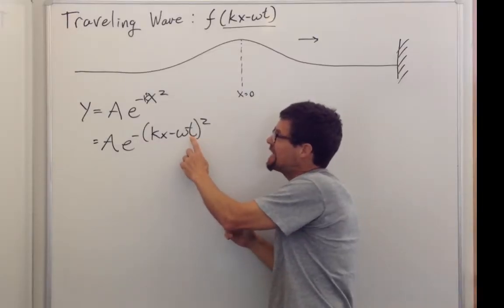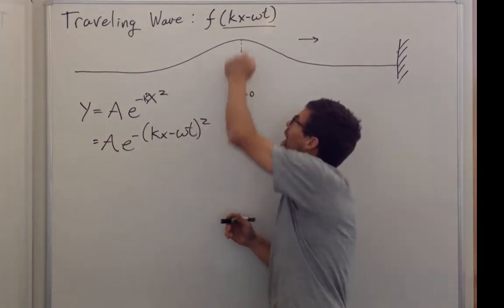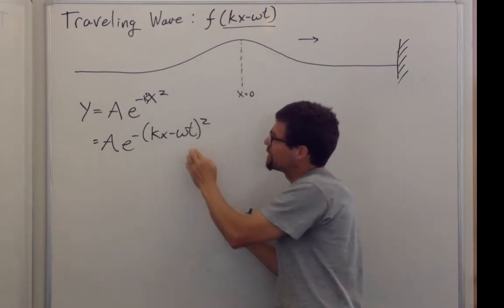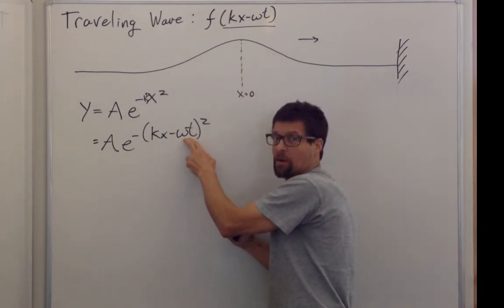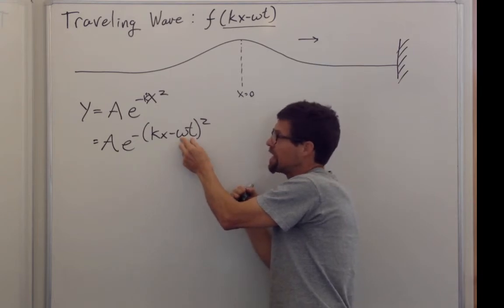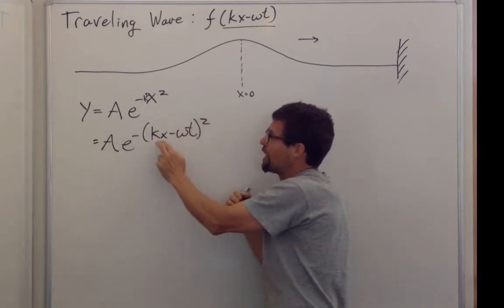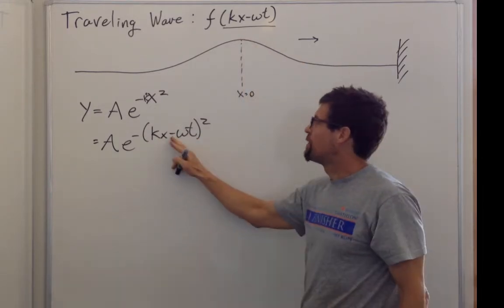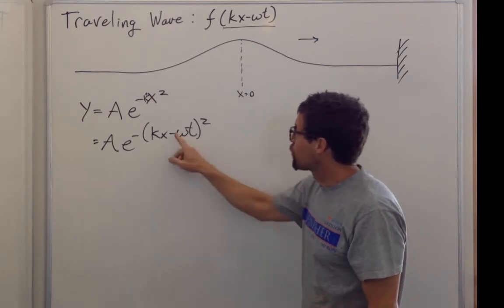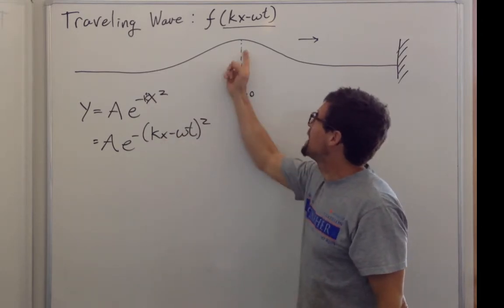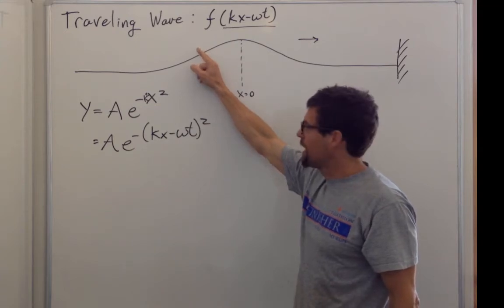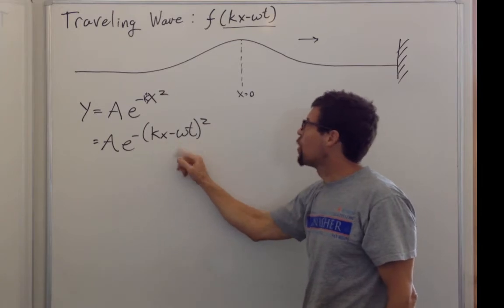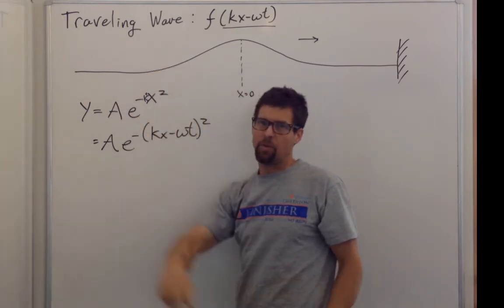Then we ask ourselves, as t gets bigger from 0, what will happen to our maximum point? We see that it'll move in this direction, because if t is bigger than 0, as time progresses this gets negative. In order for this to be 0, x must be positive. And so the maximum point will move to the right if this is minus omega t. If this were plus omega t, then we would need x to be negative as t got bigger. And so this would be the form of a forward moving wave, and kx plus omega t would be the form of a backward moving wave.